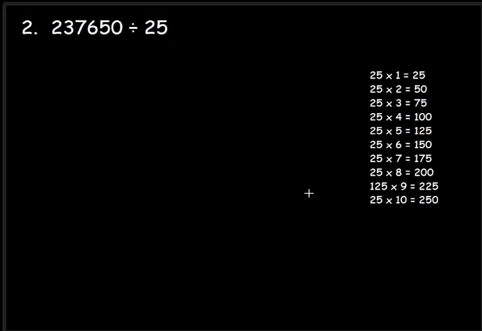Okay, we move to the next question. 237650 divided by 25. What do we have here? Okay, we have our 25 times table here. So 25 into 2. 25 is bigger than 2.